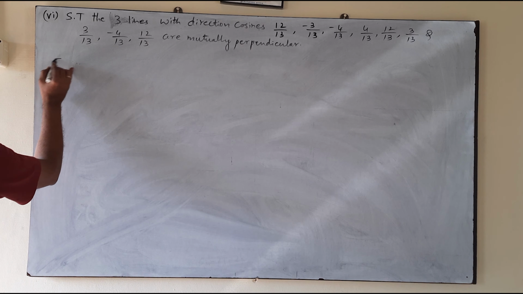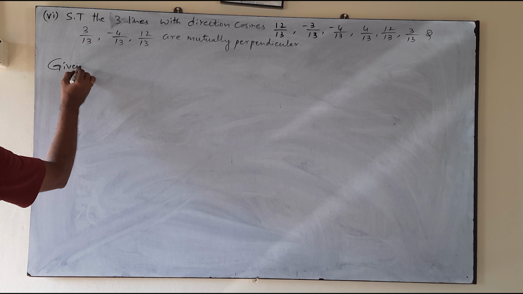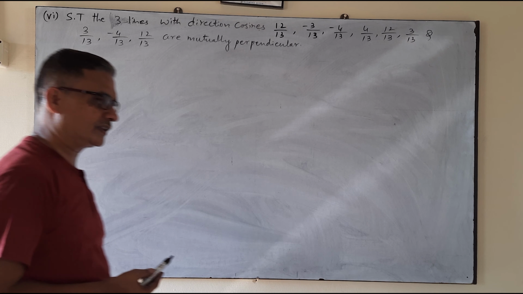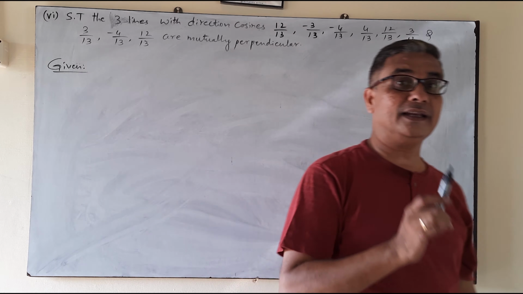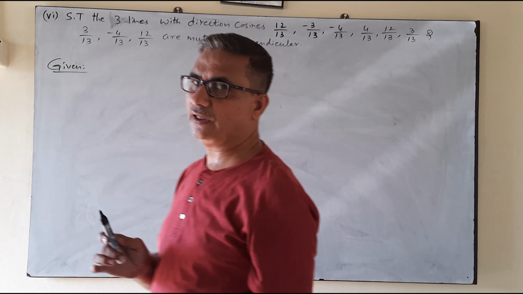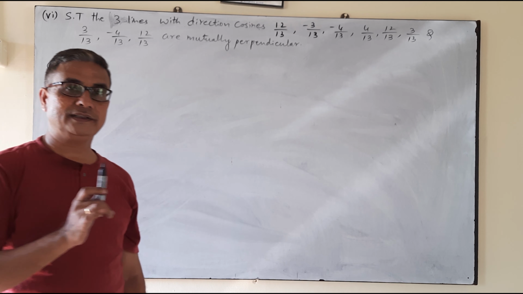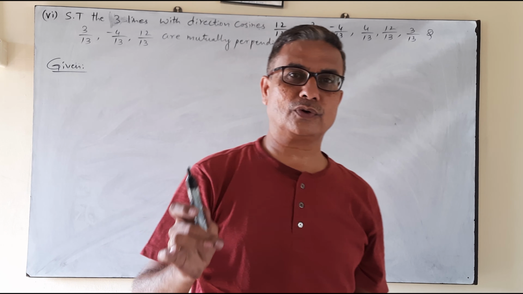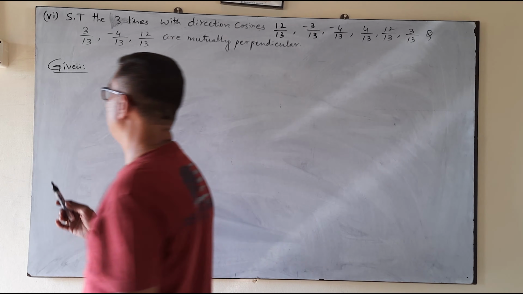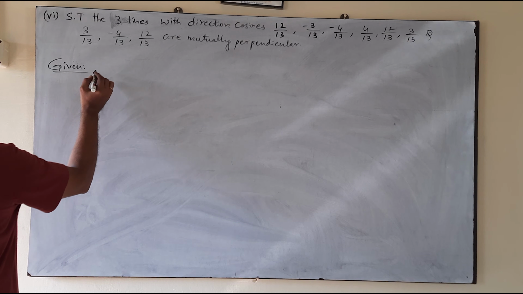Now here given data, three direction cosines. You know that direction cosines are denoted by L, M, N. In the first video, direction cosines are denoted by L, M, N. L is equal to cos alpha, M is equal to cos beta, N is equal to cos gamma. Now here three direction cosines are given.